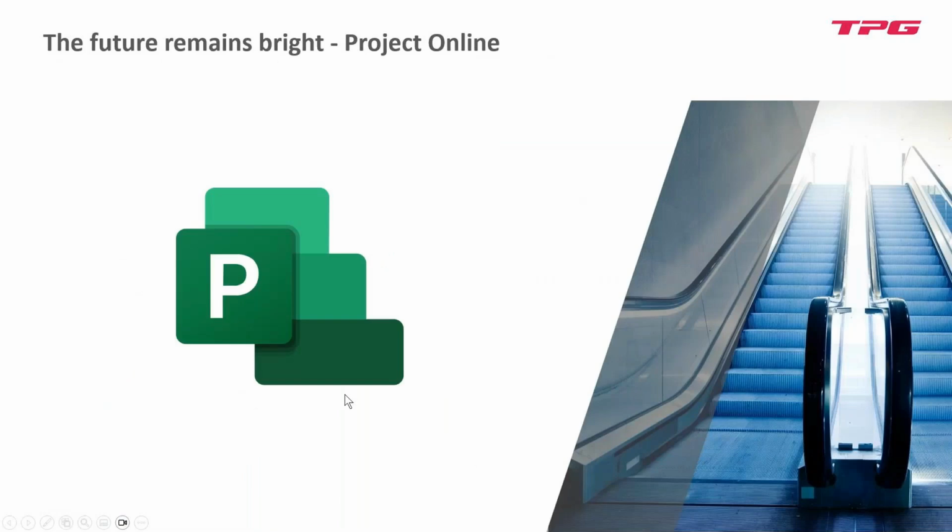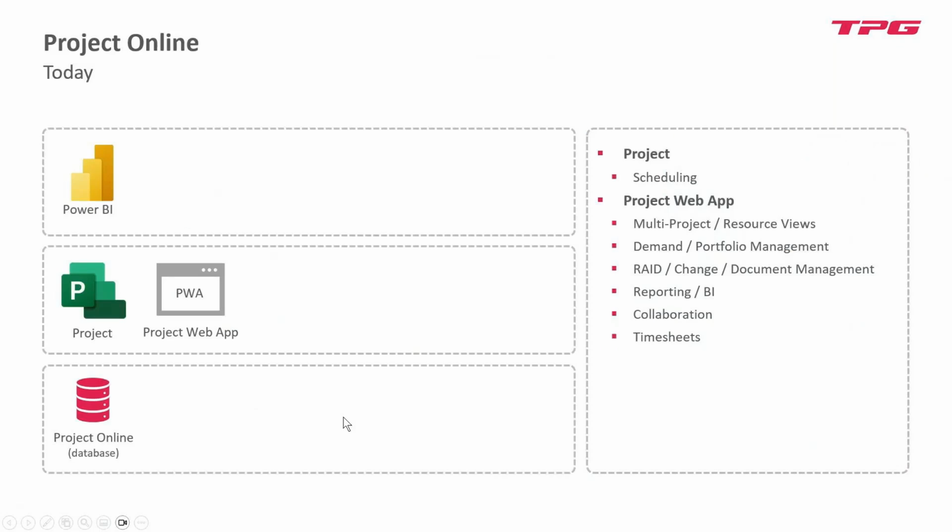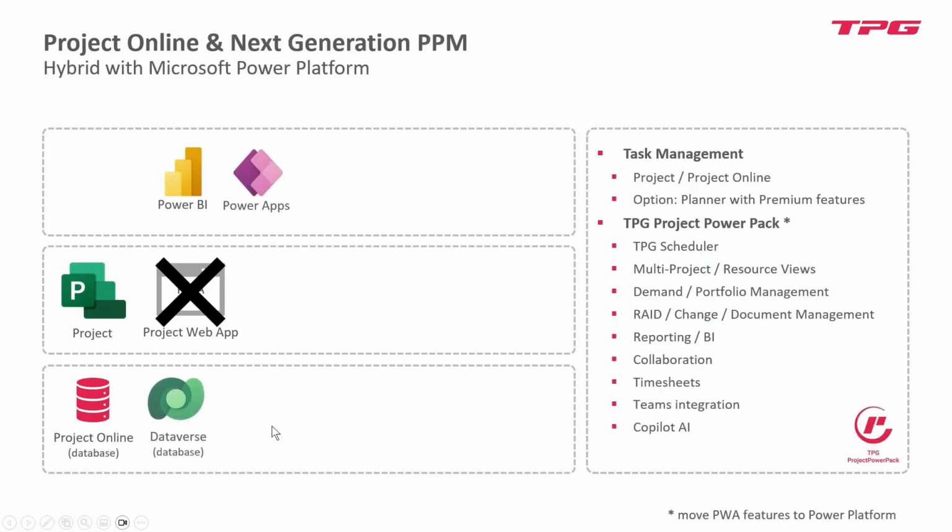And for those of you that remain on Project Online, let's just talk about that briefly, shall we? So Project Online, not going away at the moment. You've got your Project Online database, Project Web App, and most of you are probably using Power BI for reporting. Where we go next with that is that for a lot of customers, we're starting to move things like their risk and issue logs and what have you away from Project Web App, and they're using Power Apps and Power BI and Dataverse to pull all of that information together into one place. So you're still using Project for its great scheduling capabilities, but moving some of the other things away.